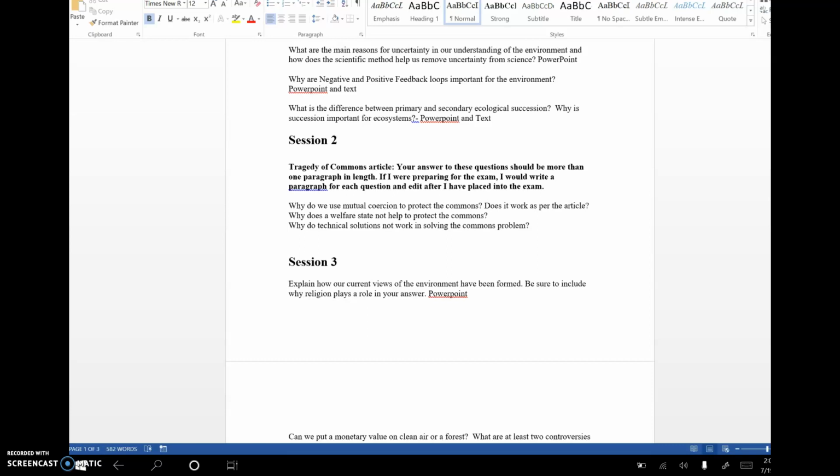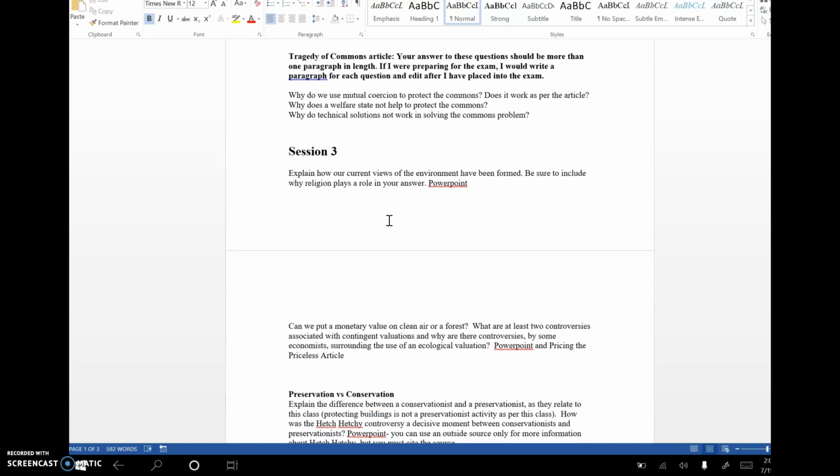Why does he say yes? I kind of just help tell you, but I need you to look up the answer. Why does a welfare state not help to protect the commons as per Hardin, as per this article? Why do technical solutions not work in solving the commons problem? These will probably be all separate questions. So a paragraph for this question, a paragraph for this question, a paragraph for this question, okay?